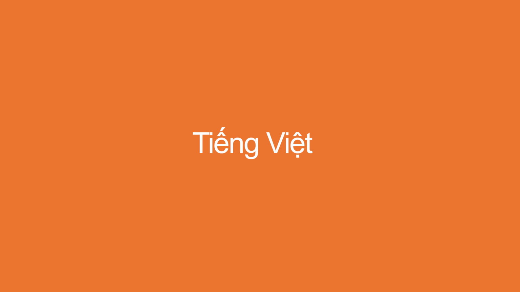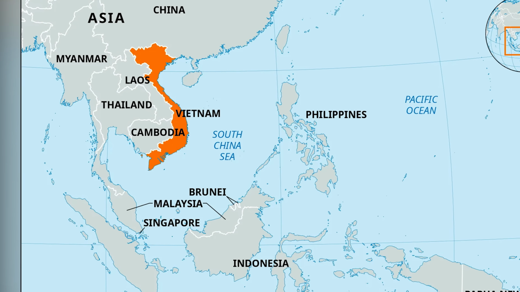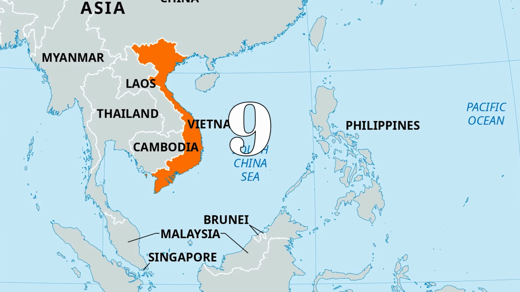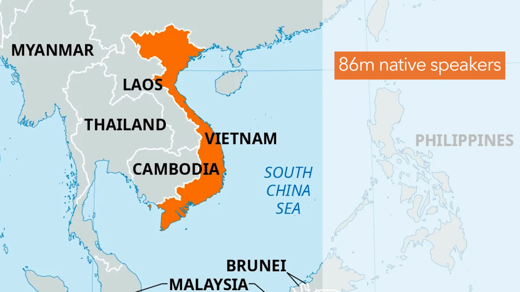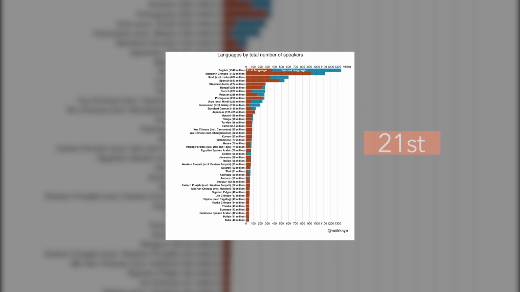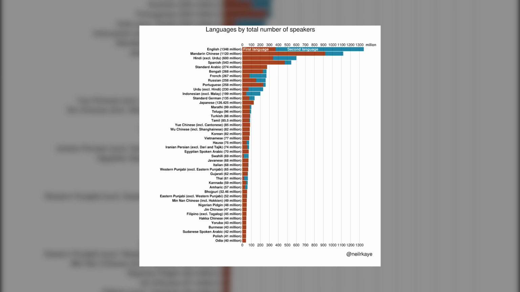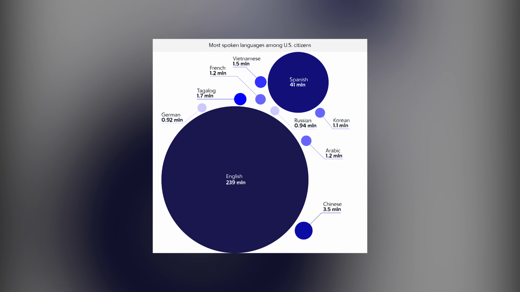Vietnamese, or Tiếng Việt, is the official language of Vietnam, representing the Kinh people, who make up about 90% of the population. It is native to around 86 million people, plus 11 million more L2 speakers, making it the 21st most spoken language in the world.